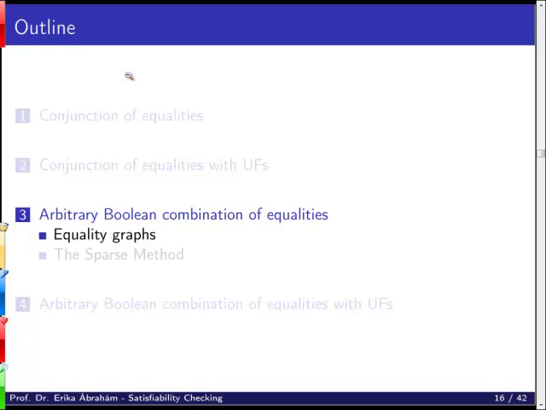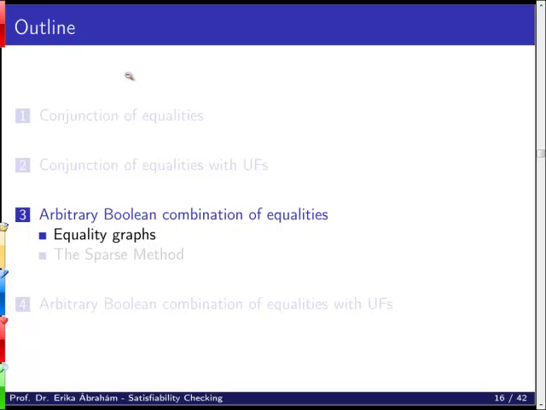Last time we looked at equalities and uninterpreted functions and how we can check them if they appear only in conjunctions. This was a pure algorithm without using any underlying SAT solving. And now we look at how, if these constraints, equalities and uninterpreted functions, are involved in arbitrary Boolean combinations, we can reduce it back to SAT solving and use propositional logic and SAT solving to check them.